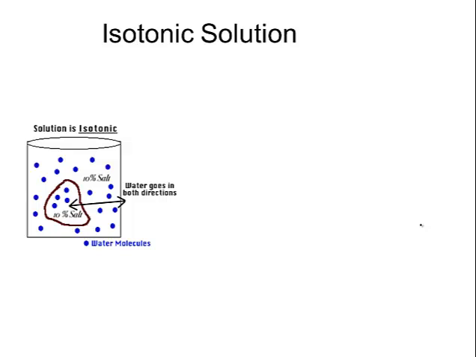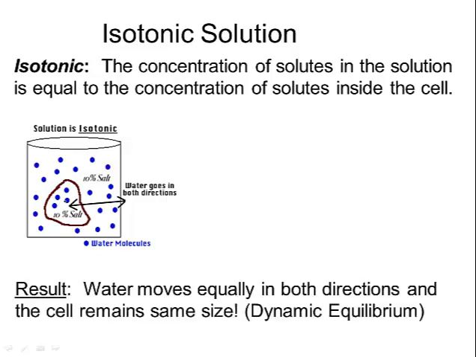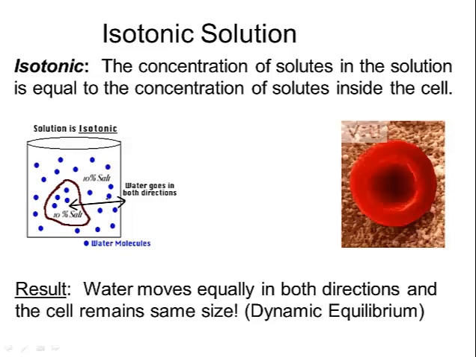Okay, so what we want is we want our solutions to be isotonic. So in an isotonic solution, the amount of solutes on the inside and outside are the same. Okay, that means the water is the same. So water is just going to move equally in both directions, and the cell remains the same size. So this is called dynamic equilibrium. Water is always moving, molecules are always moving, but the cell stays the same. Okay, so that's a nice healthy looking red blood cell right there, because it is in an isotonic solution. So this is what your red blood cells would look like when you were in homeostasis.